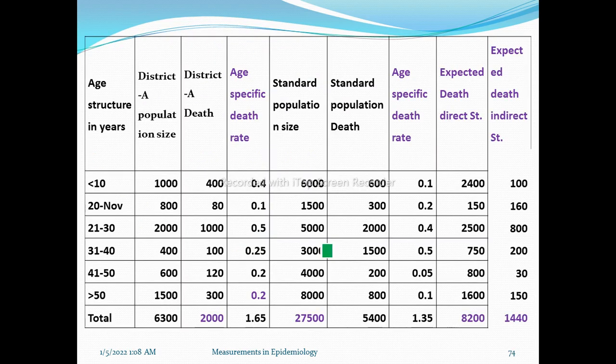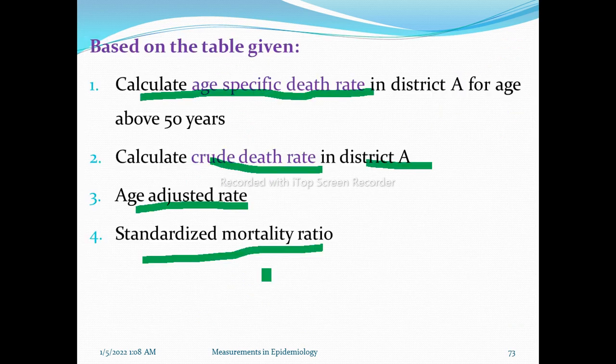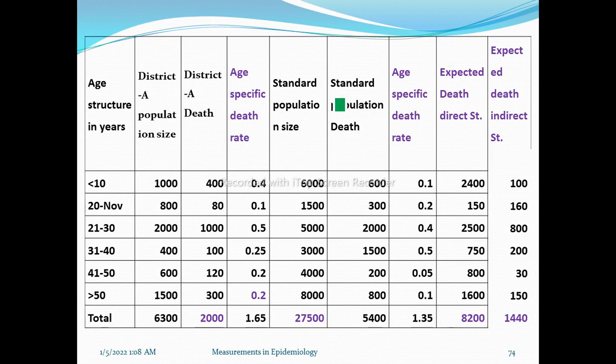So now this is, as I told you, the age structure. This is the district A population size. This is the number of deaths in district A. This is the age specific death rate. So 400 divided by 1000 is 0.4. So we can identify the age specific death rate. Our first question is the age specific death rate, so we can identify all these age specific death rates. Now the standard population size, this one, and the standard population deaths, this one. For these deaths we get the age specific death rate.